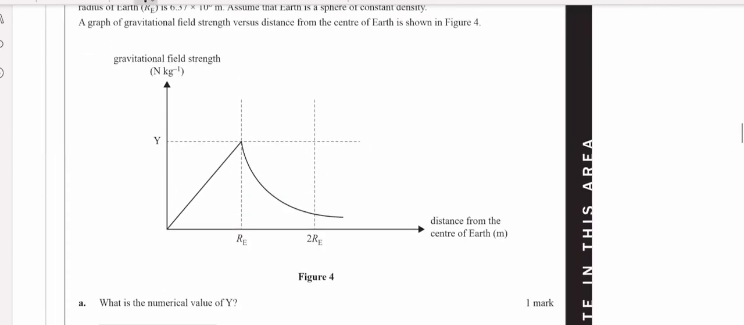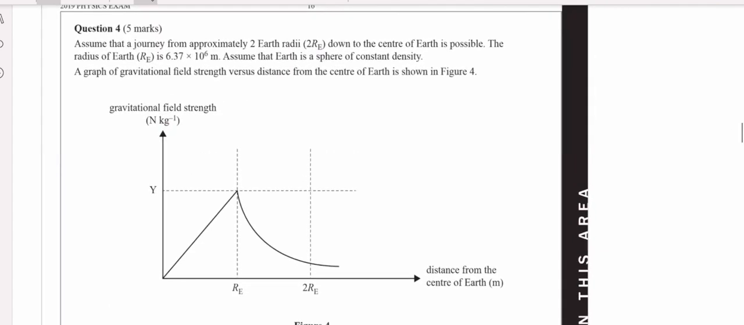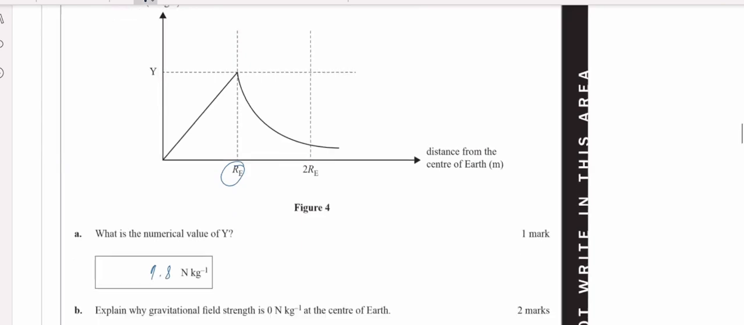Numerical value of g. We can just use our knowledge for this, and we know that near the Earth's surface, R is just the radius of the Earth. We know that it's 9.8 for the gravitational acceleration.